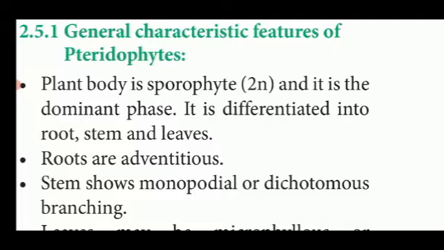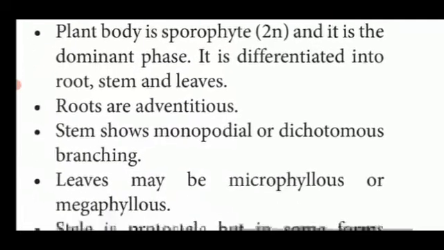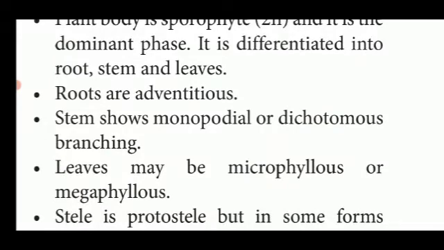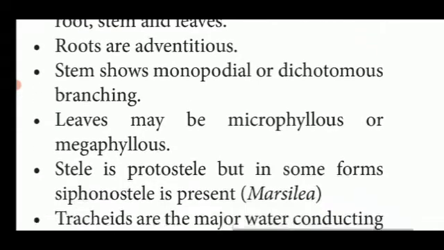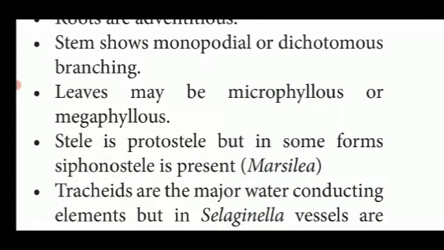It is differentiated into root-like, stem-like and leaf-like structures. So the plant body is differentiated into root, stem and leaf. The roots are adventitious; here the adventitious type of root system is seen. The stem shows monopodial or dichotomous branching. So it shows dichotomous, two-sided branching, or single branching like grasses.